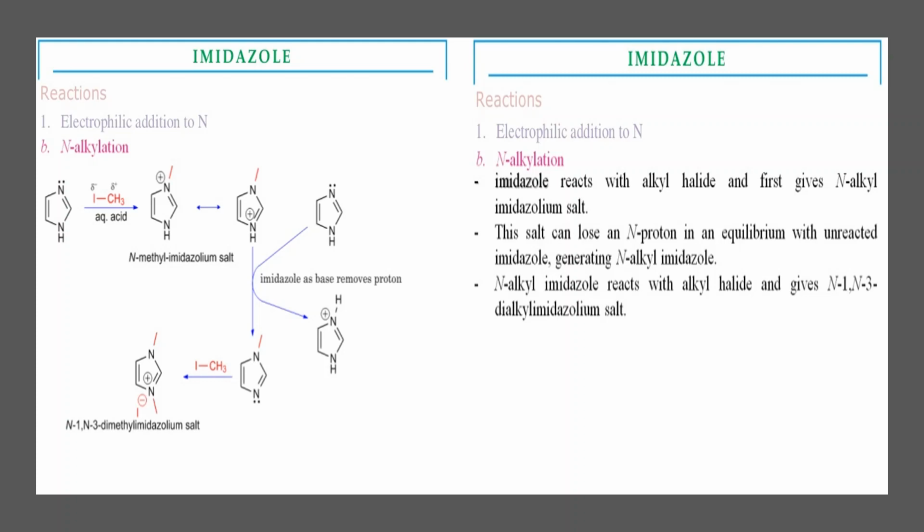So when it undergoes alkylation, electrophilic addition on the nitrogen, you get the N1, N3 dimethyl imidazolium salt. First your imidazolium salt will be formed, then the unreacted imidazole will abstract the proton from your saturated nitrogen, and the alkylation will take place. So this is how you get the N1, N3 dialkylated imidazolium salt. So this is your electrophilic addition reaction.